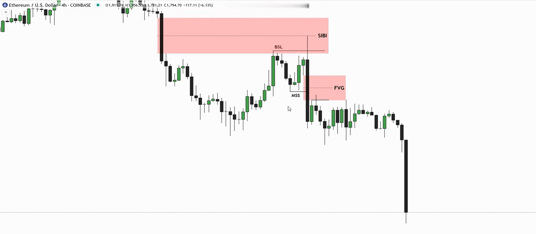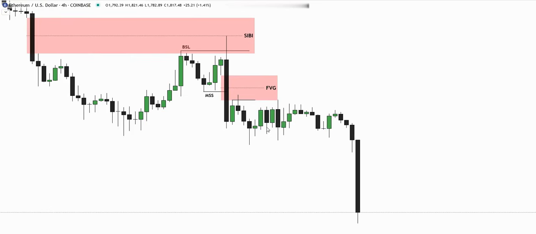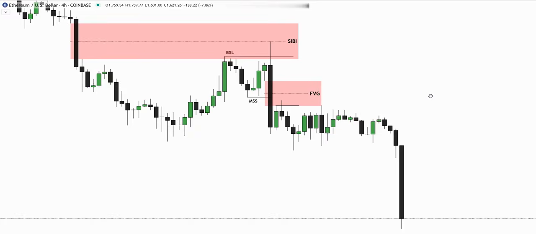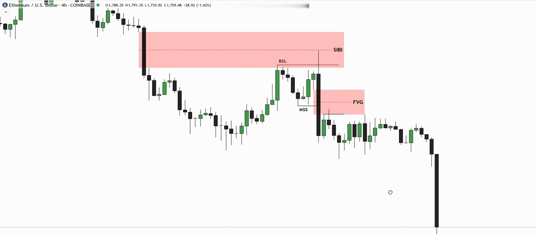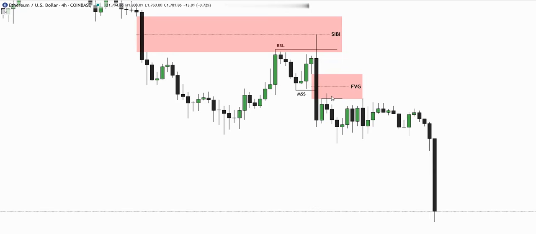So after it caused MSS, we look at the expansion leg and see whether we have a fair value gap, and that is what has been created there. Now price coming back into this fair value gap, that is a sell there, and then it played around here, but at last it delivered down.